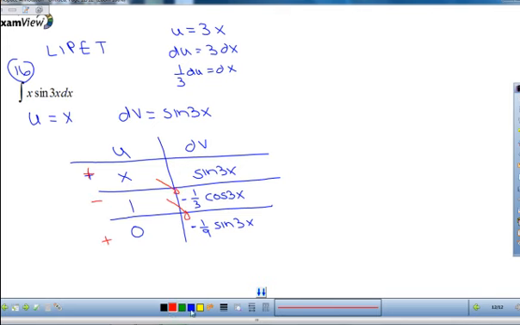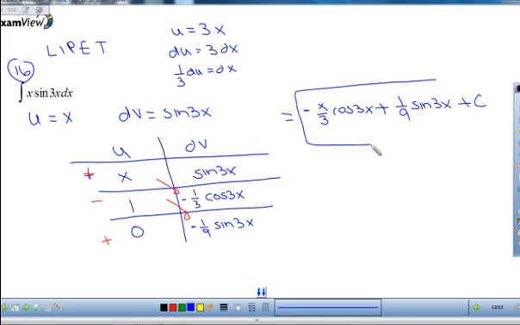Cross multiply. So my antiderivative is going to be negative x over 3 cosine of 3x. Negative and negative become a positive 1 over 9 sine of 3x. And do not forget the plus c.